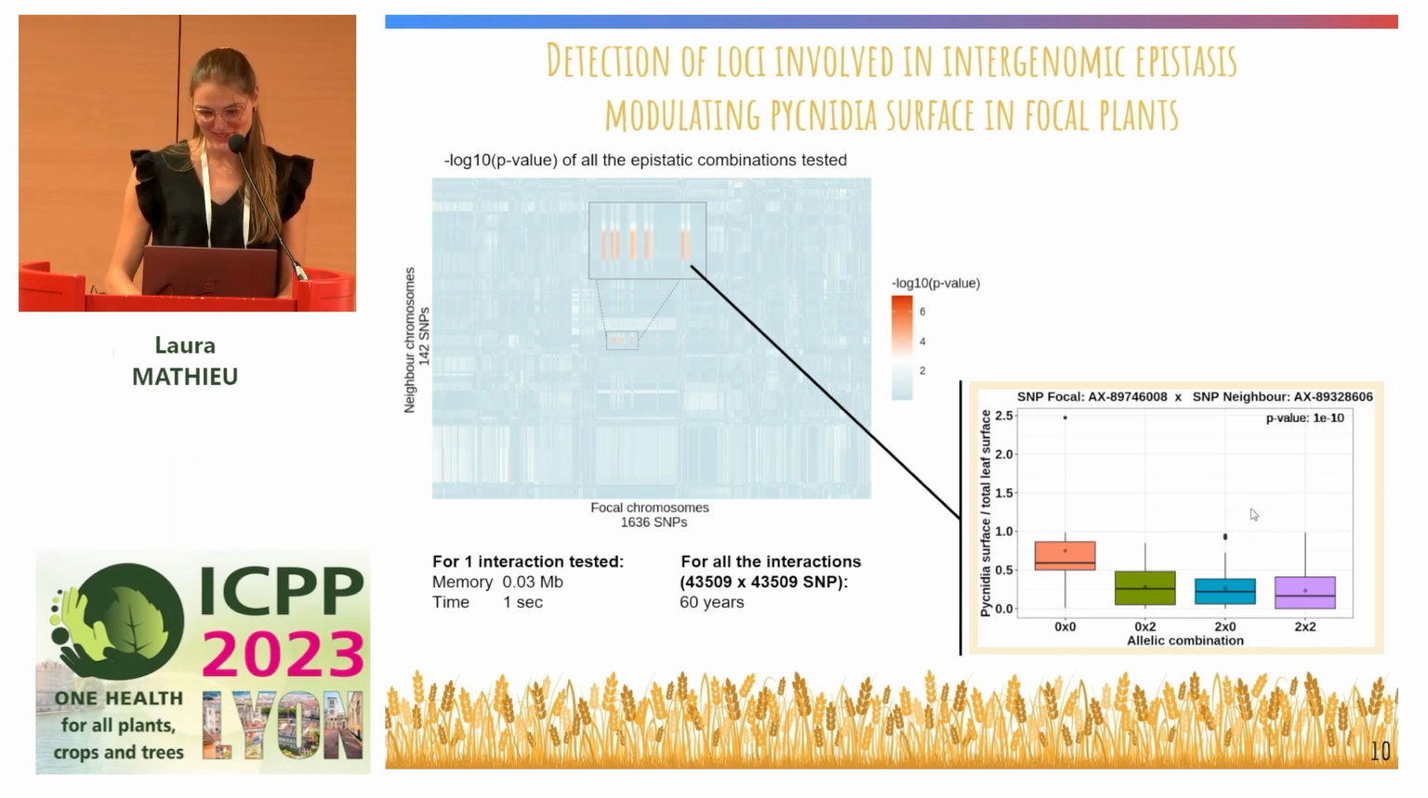And on the right, you have an example of significant epistatic interactions between the focal SNP 008 and the neighbor SNP 606. So in this interaction, the allelic combination of 0 for the focal plant and 0 for the neighboring plant increases the surface of pycnidia compared to all the other combinations.